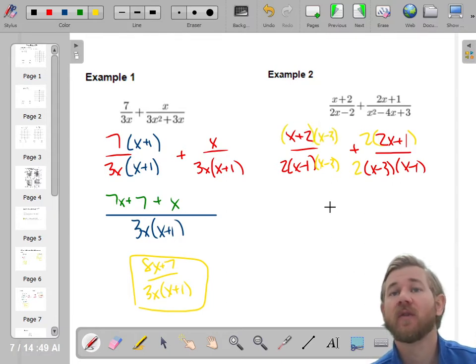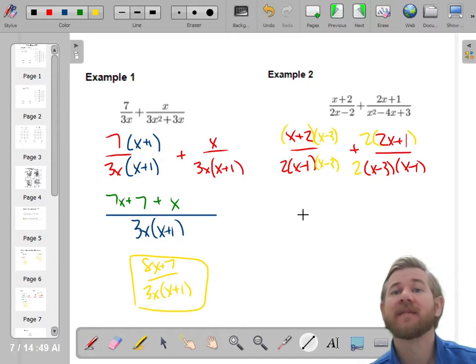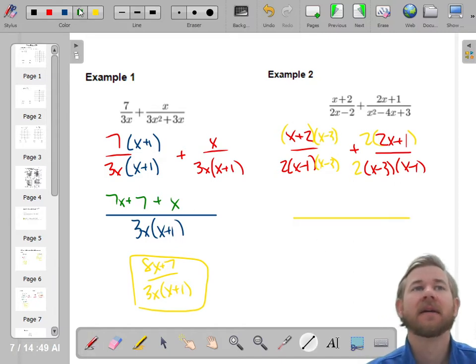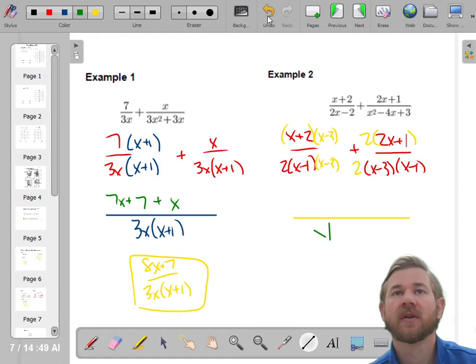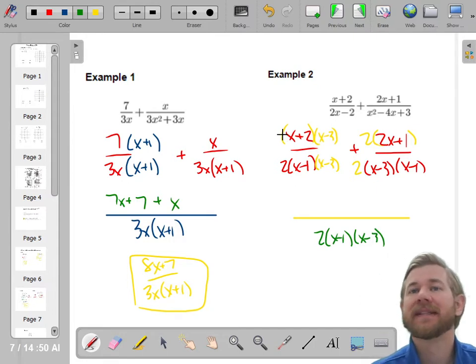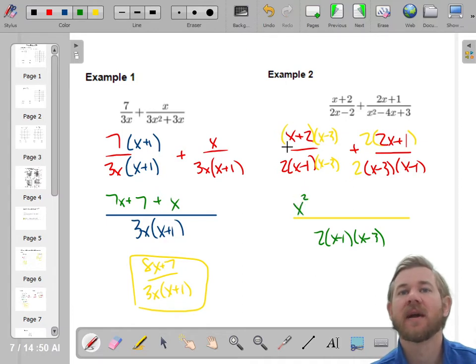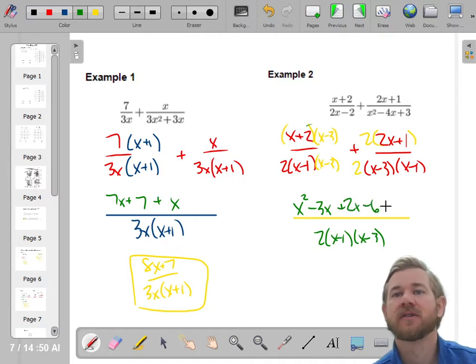Now you are going to have to FOIL, because this is a binomial times a binomial. So I have this big crazy denominator of 2, x minus 1, x minus 3. But on the top, I have to FOIL and then distribute. So when I FOIL, I'll say x times x is x squared minus 3x plus 2x minus 6, and then I'll distribute plus 4x plus 2.